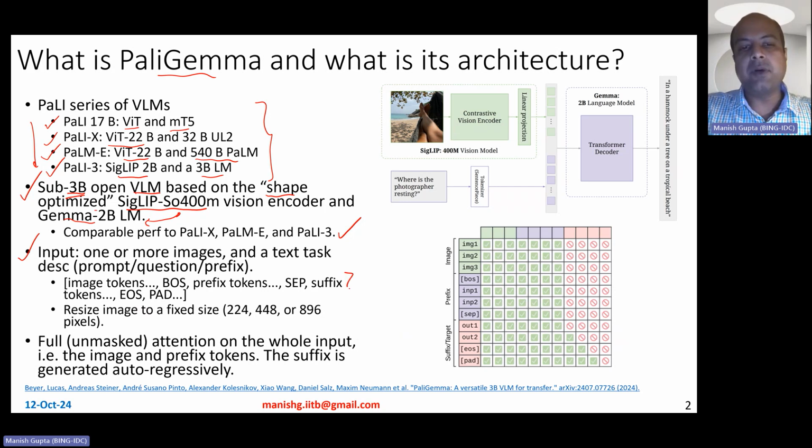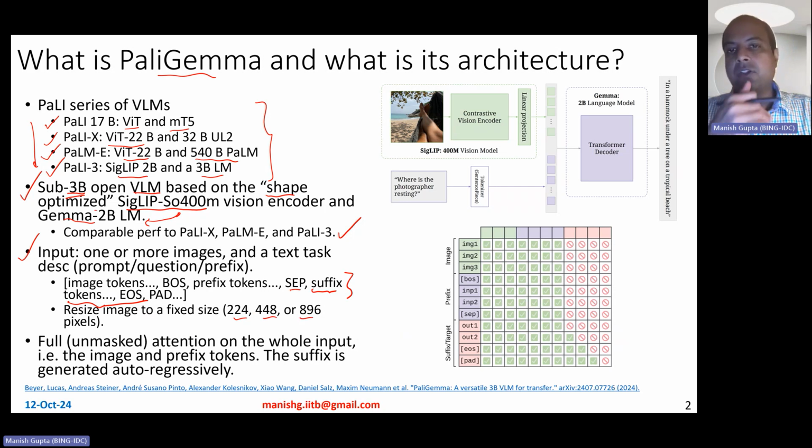So just like other vision language models, it basically takes image tokens followed by a begin of sequence token, and then there are other text tokens ending with the separator. And then there could be other tokens. These suffix tokens are the ones that are generated. So for example, in visual question answering, suffix tokens are basically answer tokens. Or in image captioning, suffix tokens are actual caption tokens. Okay. So the PaliGemma model essentially resizes the image to 224, 448, or 896 before it takes it as input.